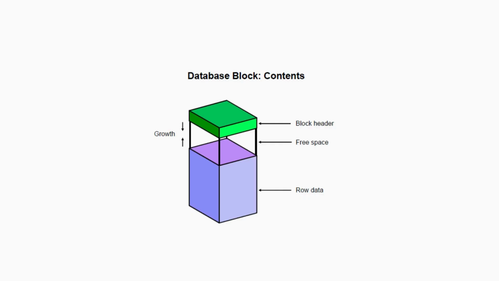Row data. This is the actual data for the rows in the block. Row data space grows upward from the bottom. Free space. Free space is in the middle of the block, enabling the header and the row data space to grow when necessary. Row data takes up free space as new rows are inserted or as columns of existing rows are updated with larger values.